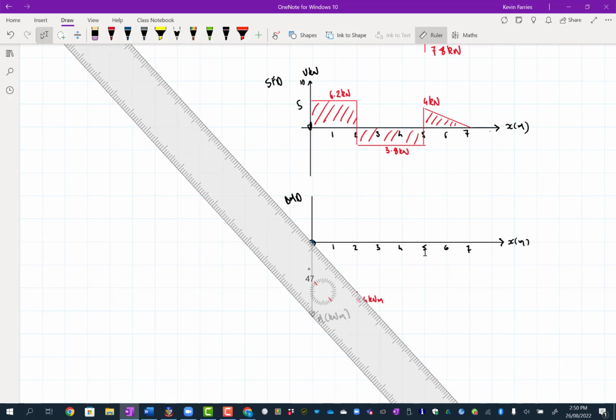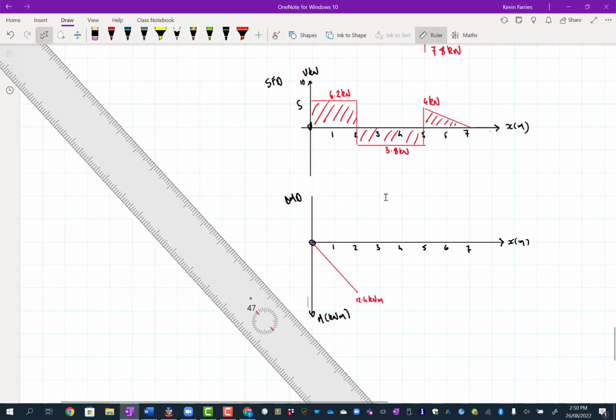Then we've got a negative moment, so it's going to come back down again. And it's going to go down by 3.8 kilonewtons for every meter, so it's just the area under here. So 3.8 kilonewton meters for every meter. So 12.4, let's just go all the way to the end. It's horizontal, so it's going to be a straight line. So we're going to do 12.4, and we're going to take away 3.8 times 3. We're going to end up with 1.